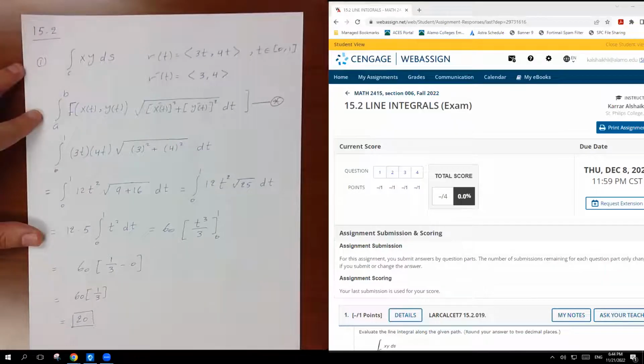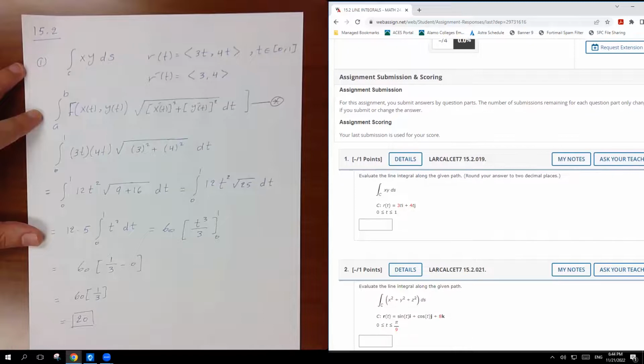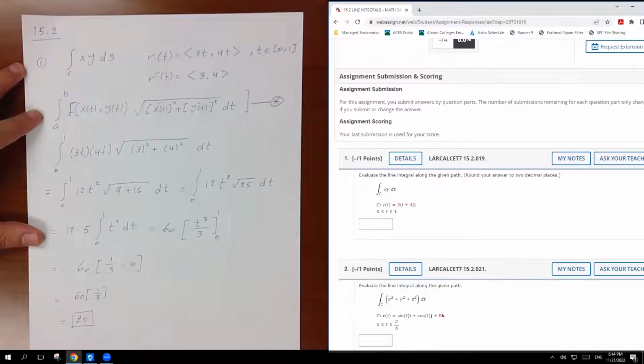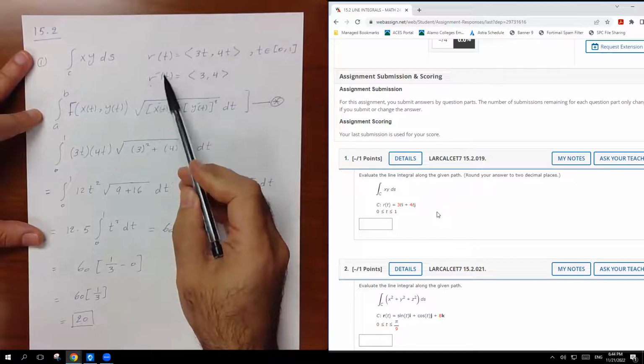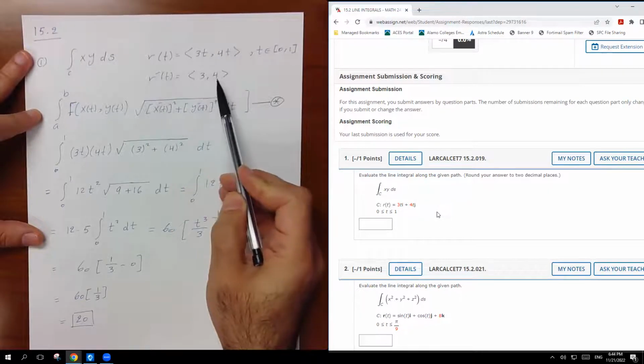Section 15.2, line integrals. So the first one: evaluate the integral along the given path. The integral over the path C of xy ds, where r of t is 3t i plus 4t j, and t is between 0 and 1. So r of t is 3t and 4t, and r prime of t is going to be 3 and 4.